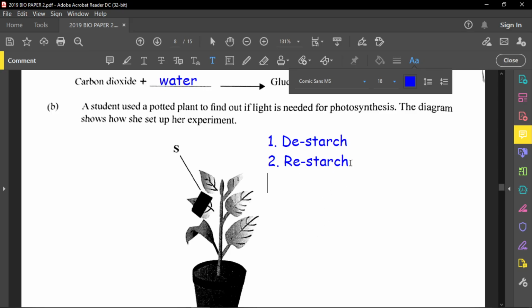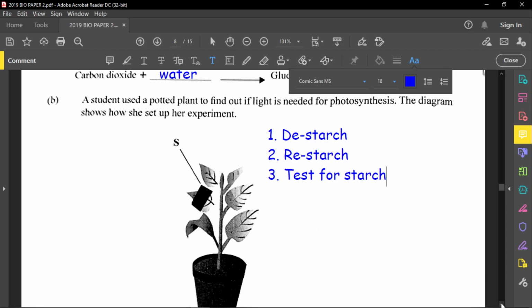And the third thing is a test for starch. So it's all about starch. First you de-starch, you re-starch, then test for starch. Those are the three things you do to prove if the plant is photosynthesizing or if a factor is needed for photosynthesis, right? Because you're testing for starch, you take out the starch first, then you re-starch the plant and you test for the starch.